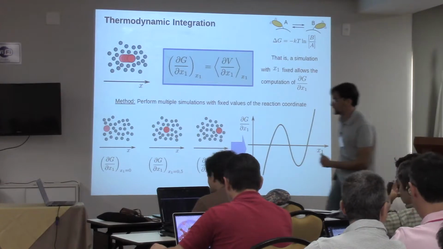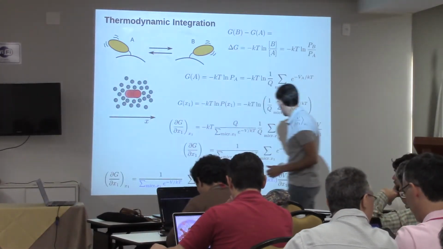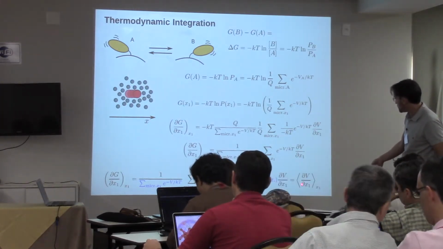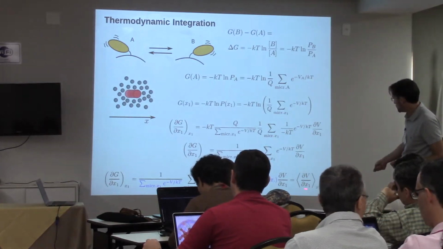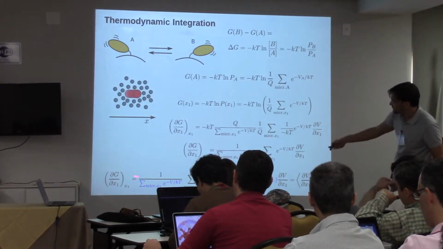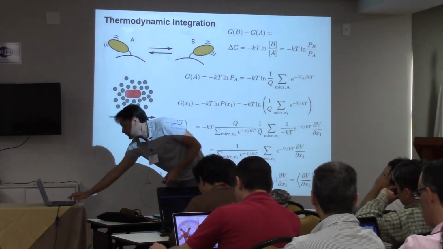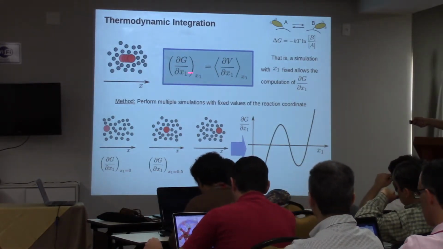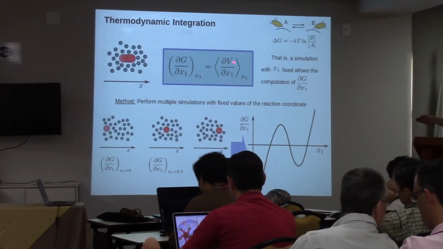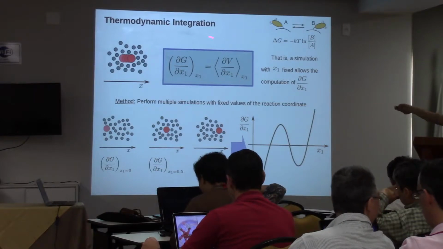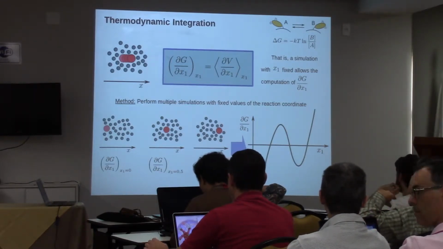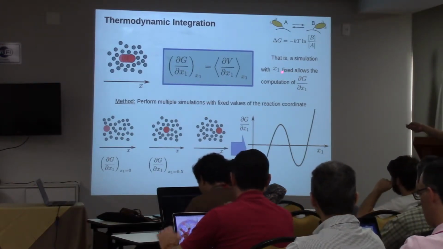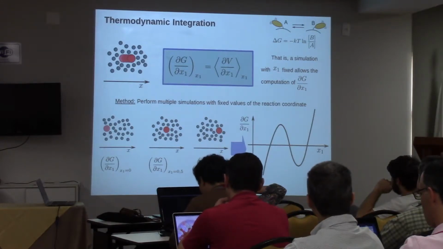And we have shown in the previous slide with those operations that the average derivative of the potential energy relative to the coordinate which I'm interested in is the derivative of the free energy relative to this same coordinate. So perform a simulation with fixed coordinate, compute the average derivative of the potential energy relative to the coordinate, and then this will be the derivative of the free energy relative to this coordinate. So a simulation with x1 fixed allows the computation of the derivative of the free energy.